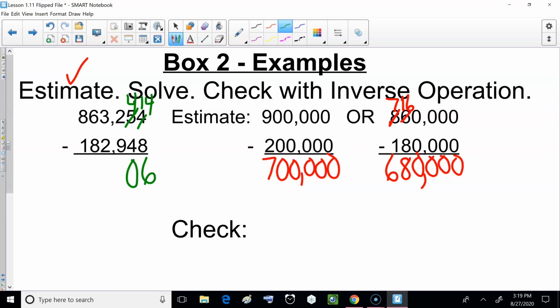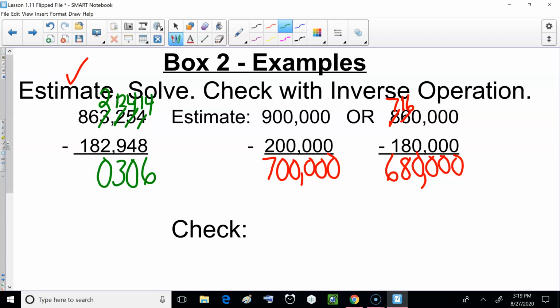2 minus 9, there's more on the floor, so I need to go next door. So you trade in 1,000, so that would make this 2. 1,000 gives me 10 hundreds. So plus the 2 I have, we now have 12 hundreds. 12 minus 9 is 3. 2 minus 2 is 0.